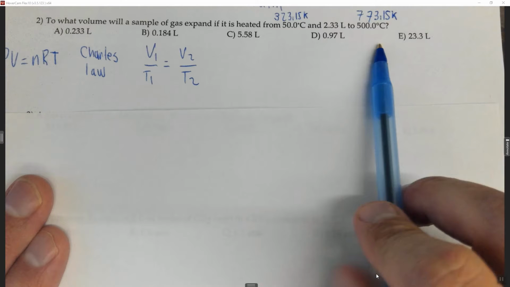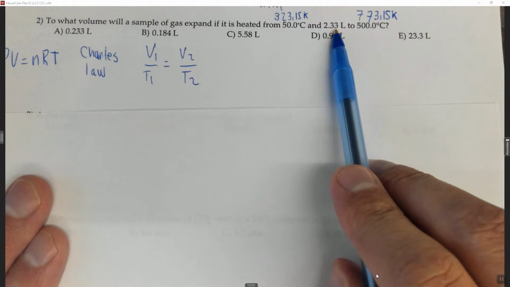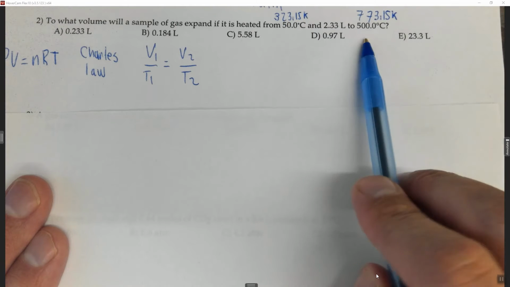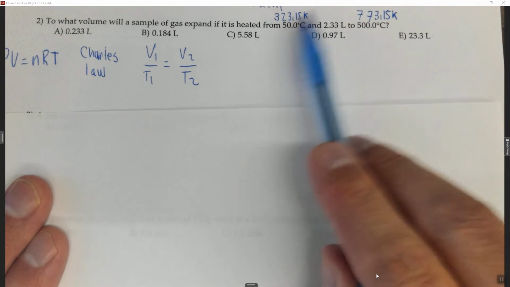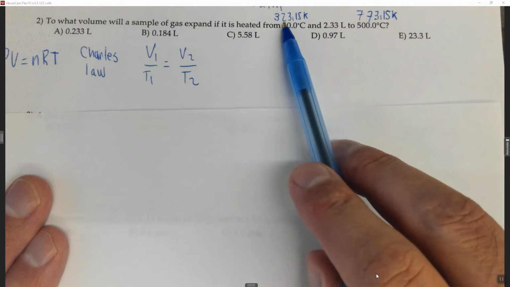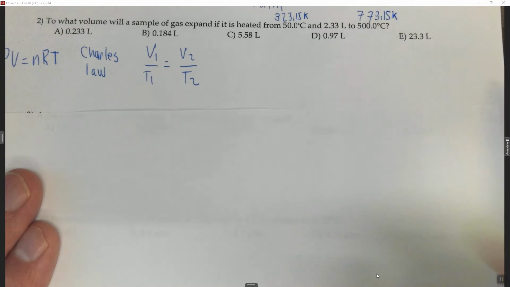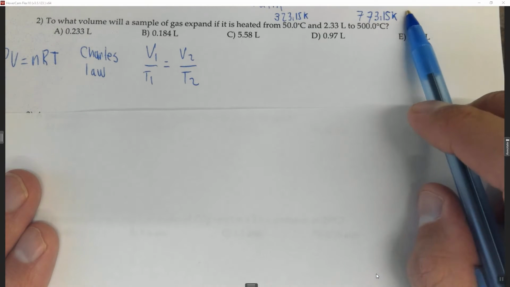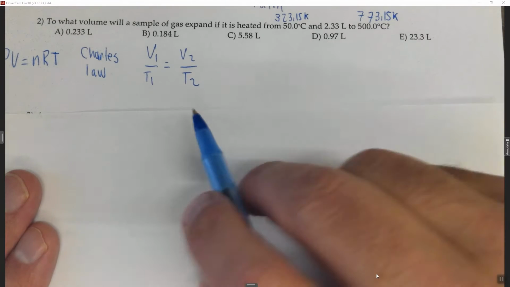So if you look, 50 to 500 is a 10 times increase in temperature, so you would expect a 10 times increase in volume, except these are not proportional. So you have to convert them to Kelvin, because this temperature is not 10 times greater than this one, right? We're not heating it to 3,200 degrees. We're heating it only to 773 degrees, which is still quite hot, but it's certainly not 10 times this one. So now we can plug in.